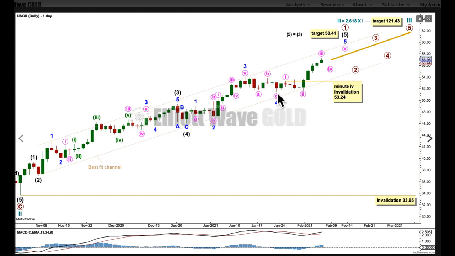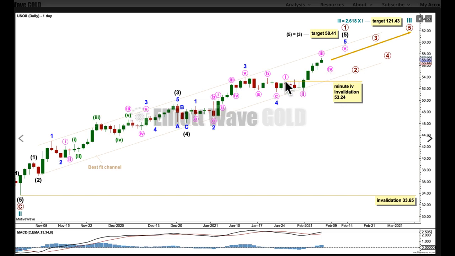If we see this channel breached by at least a full daily candlestick below and not touching this lower edge, that would be a pretty strong indication that this upward trend should then be over and the next big pullback should be underway, which for this wave count at the daily chart level may not move beyond the start of primary 1 below 33.65.